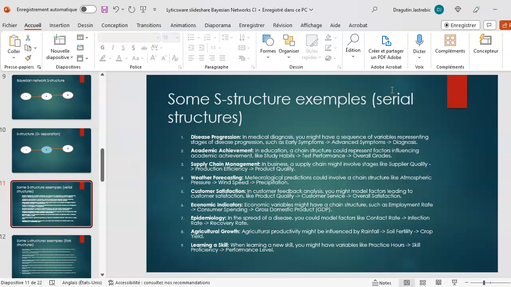Epidemiology. In the spread of a disease, you could model factors like contact rate, infection rate, and recovery rate. Agricultural growth. Agricultural productivity might be influenced by rainfall, soil fertility, crop yield. Learning a skill. When learning a new skill, you might have variables like practice hours, skill proficiency, and performance level.